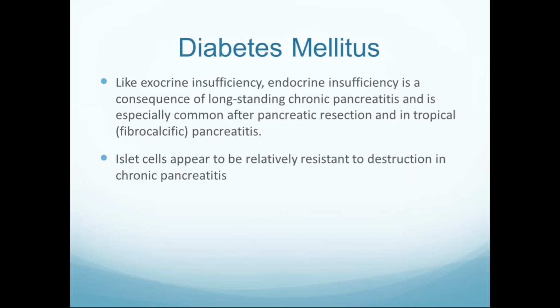Okay. So another clinical feature is diabetes mellitus. This is an endocrine insufficiency. Previously we discussed the exocrine insufficiency. Now, coming to the endocrine insufficiency, the pancreatic beta islet cells and duct cells will be destroyed completely. So the patient will no longer be able to produce insulin on his own.